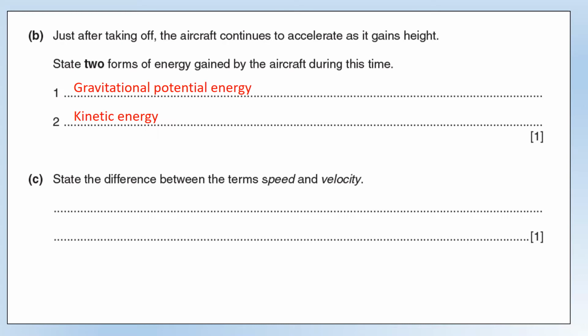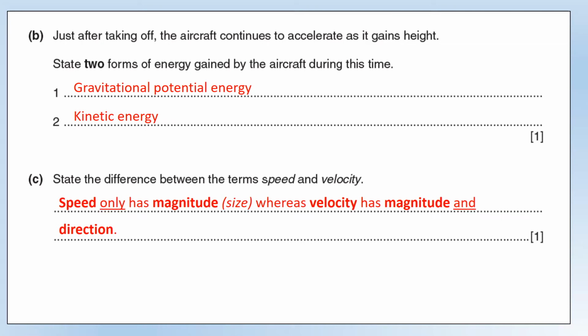So state the difference between the terms speed and velocity. So speed only has size. Maybe it's traveling at, I don't know, 20 miles an hour or 10 meters per second, whereas velocity has both magnitude and direction. So it might be 10 meters per second east, or 20 meters per second at 20 degrees to something. It always comes with a direction.